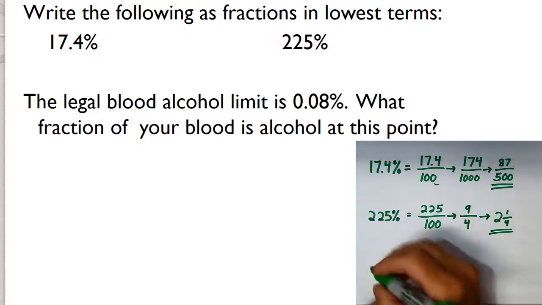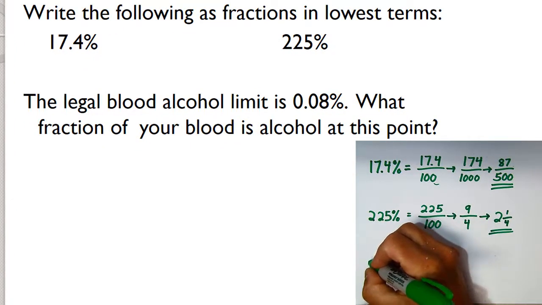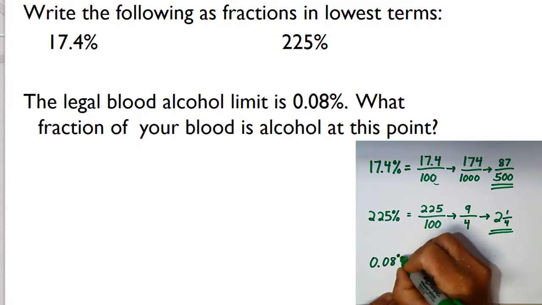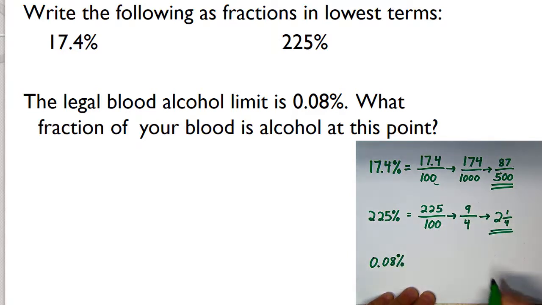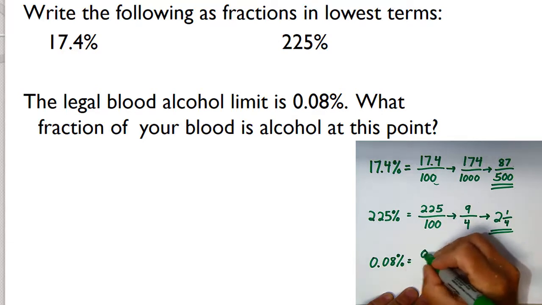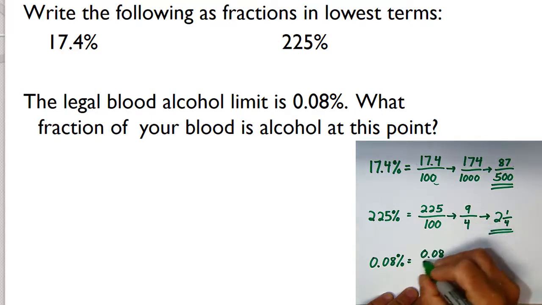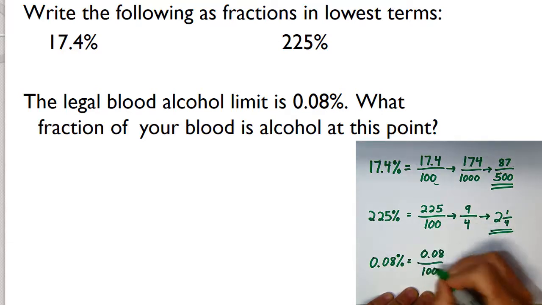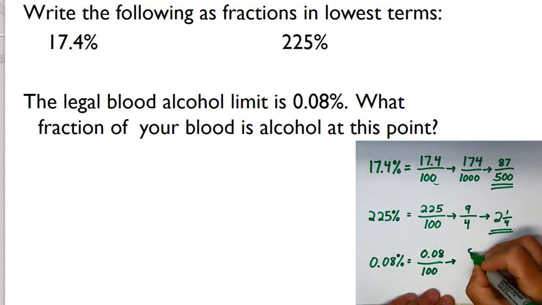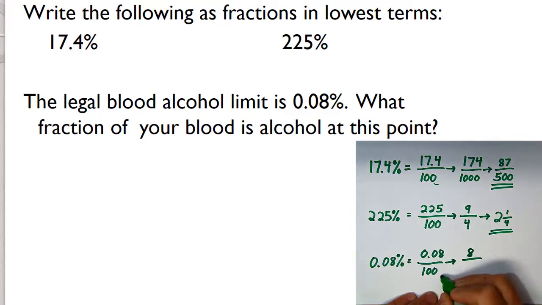Our last one here, the legal limit for blood alcohol content is 0.08%. That's the legal limit to operate a motor vehicle in Wisconsin. 0.08% is a fraction. That's the same as 0.08 per hundred. Percent means per hundred. Now we can chase that decimal out by moving it 2 to the right. That becomes 8. 2 places to the right on the bottom becomes 10,000.